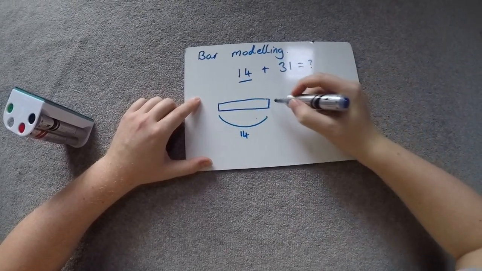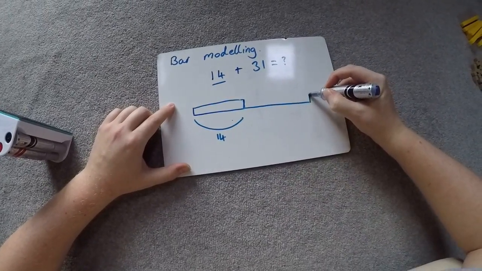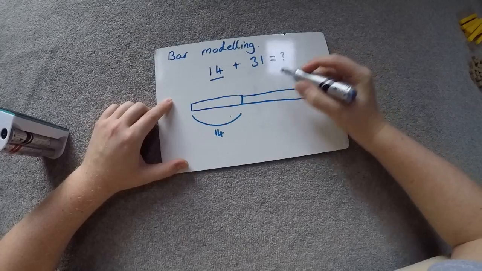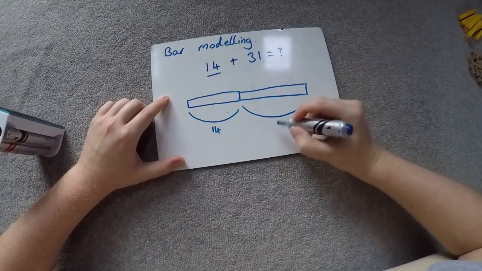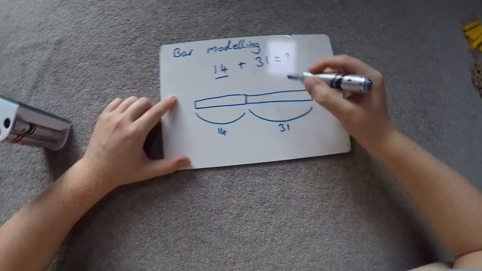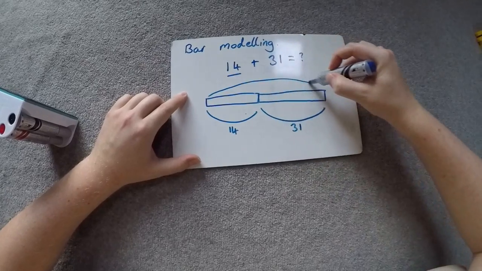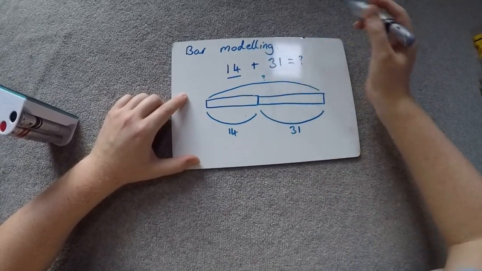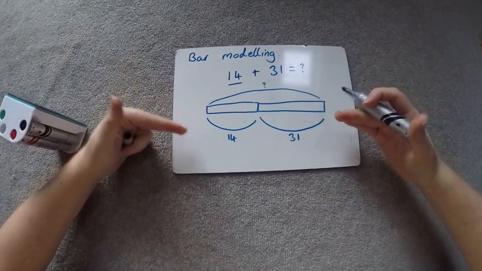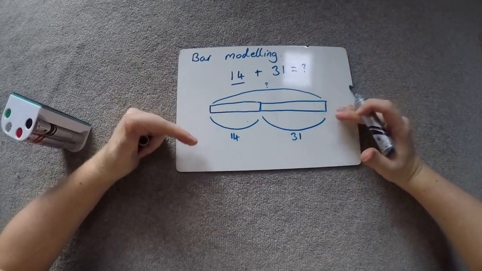And there's our bar of 14. We've got another bar, shown slightly bigger, okay, which we know is 31. It's the whole that we're trying to find out. Okay, so this is the way that we can see our addition problem.